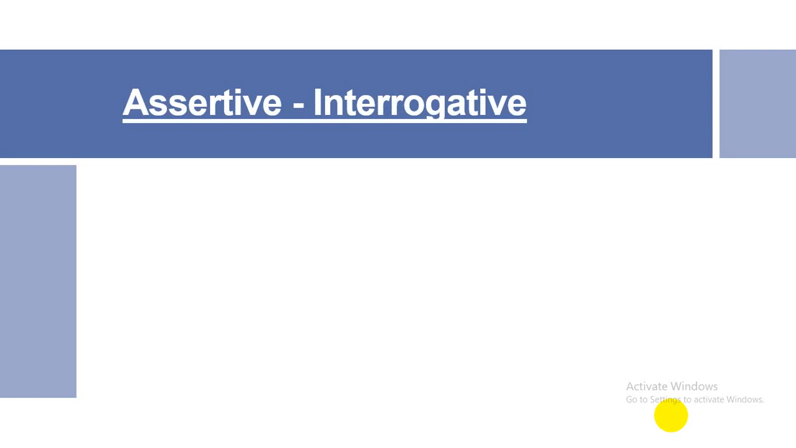So let's come to the first one, assertive to interrogative. So dear student, there are a few rules you have to go through for changing an assertive sentence to an interrogative sentence. Just keep these rules in your mind so that you can be a good scorer in changing sentences. And definitely these are easy. So here goes rule 1.